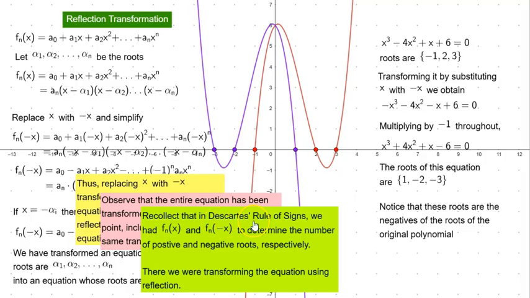Recollect Descartes' rule of signs, where we had f sub n of x and f sub n of minus x to determine the number of positive and negative roots respectively. Remember this? So there we were transforming the equation using reflection. Which means we have used this reflection transformation previously without realizing. That was a reflection transformation.